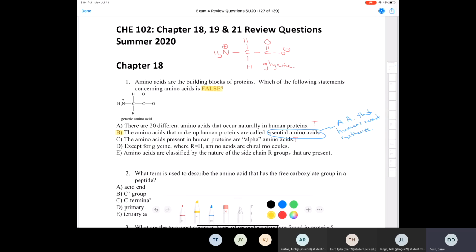In fact, glycine is the simplest amino acid, and glycine is the only achiral amino acid. So this is not a chiral center. And you probably remember that a chiral center was a carbon that was bonded to 4 different groups. And since we have 2 hydrogens and they are identical, glycine is not chiral. So that means that D is also true. And then finally in E, it says amino acids are classified by the nature of their side chain R groups that are present. And that is true as well. And we'll look at that in some more detail as we go along.